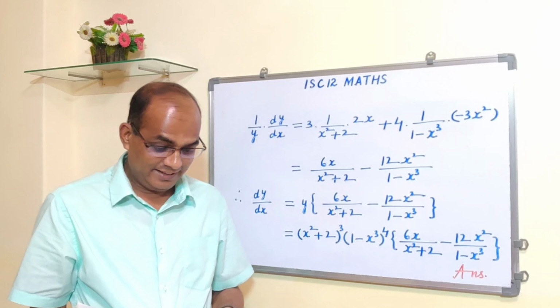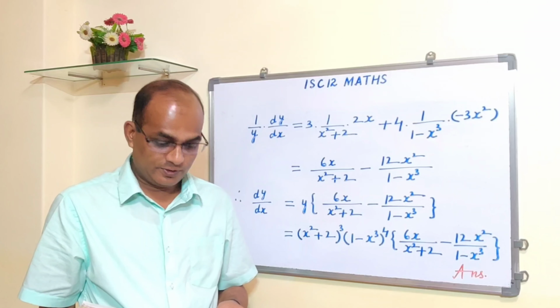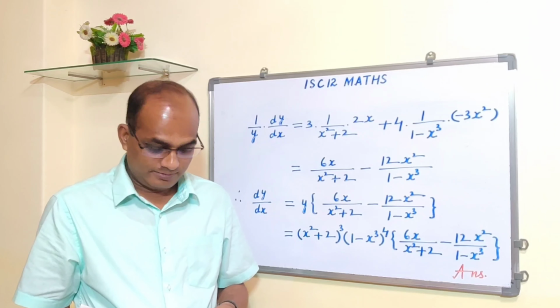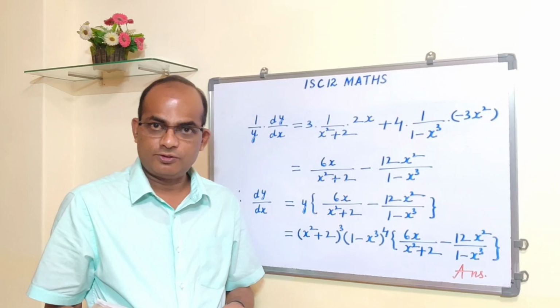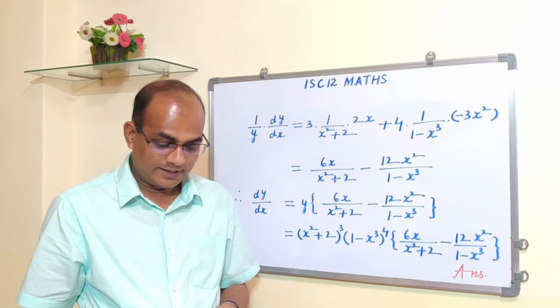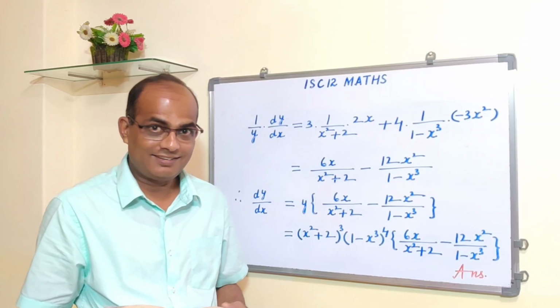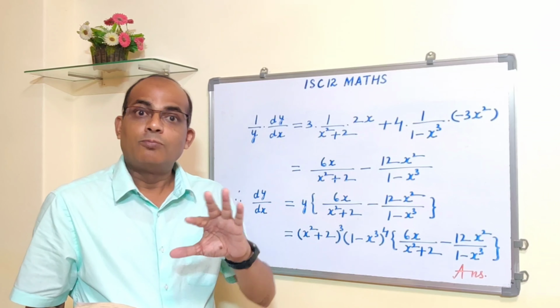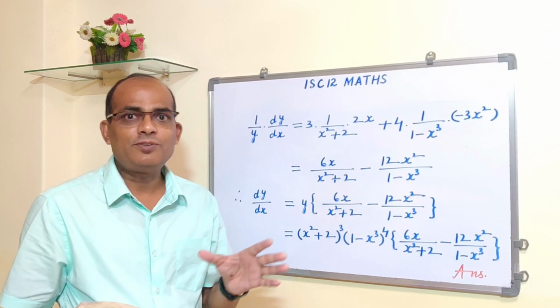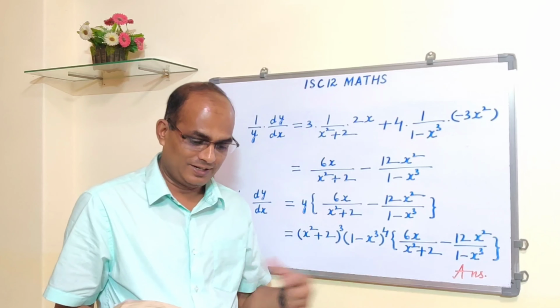The answer is 6x in bracket (x square plus 2) whole square, in another bracket (1 minus x cube) whole raised to power 3, and then third bracket (1 minus 4x minus 3x cube). But ours is different. Both are same. The form is different. If you simplify this, you will get that.